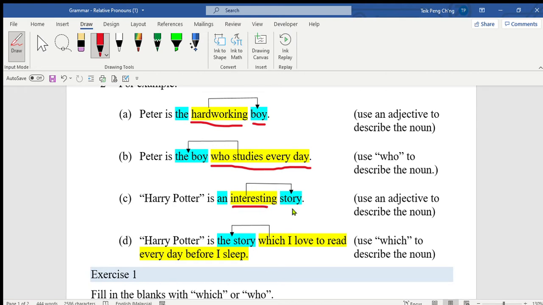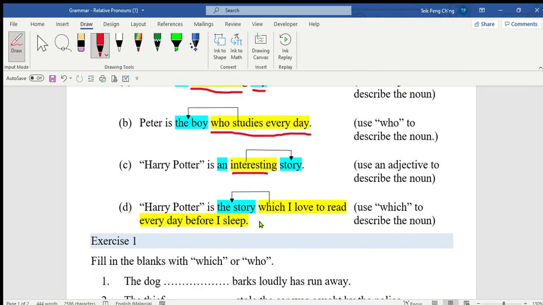And then for D, Harry Potter is the story which I love to read every day before I sleep. Okay, so for D, we are not using any adjective to describe story. Instead, we use a sentence, I love to read every day before I sleep. Okay, we use that sentence to describe the noun, the story. So we combine them together with which.